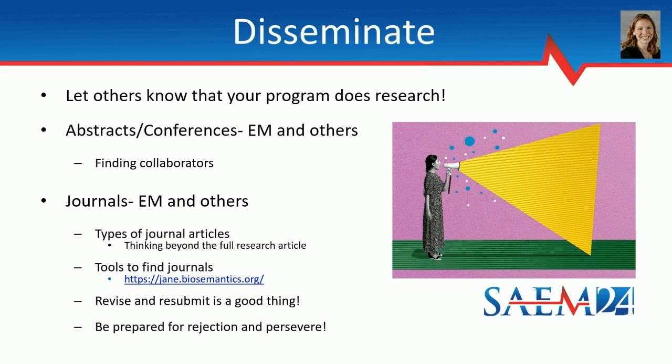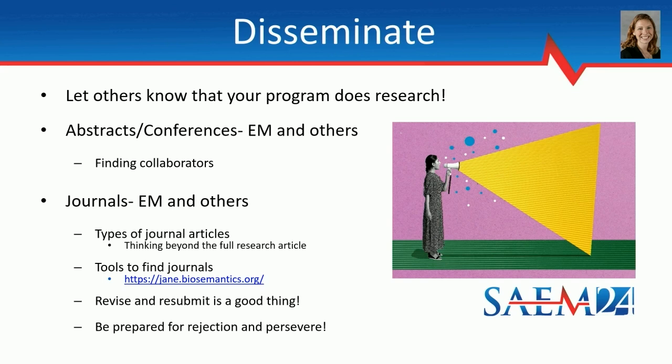Abstracts and conferences are obviously important both in emergency medicine and then thinking through what other fields might be interested in the work that you're doing in emergency medicine. And journals, of course, too. So there are some tools to help find journals. There's this Jane website that you can put your abstract into the search thing and it will give you some possible good matches for the work that you've done.